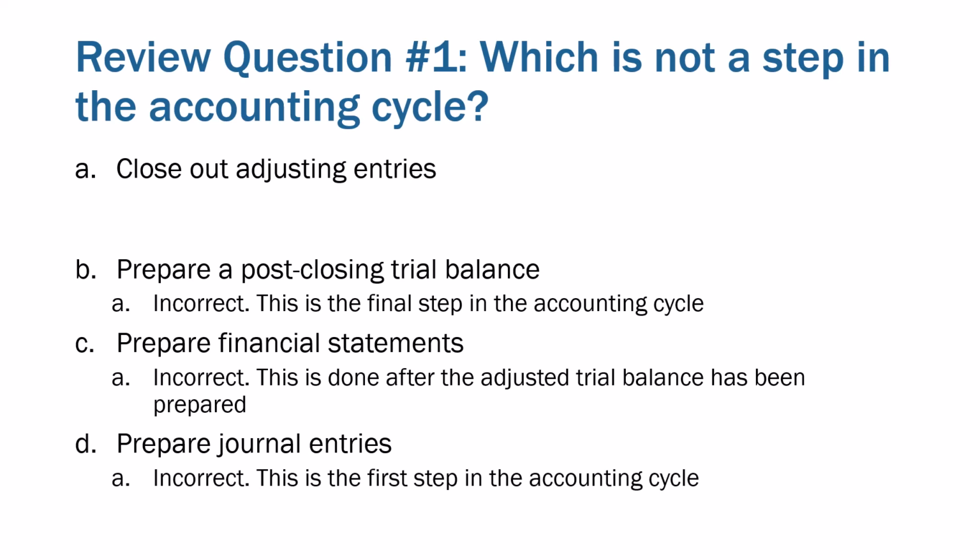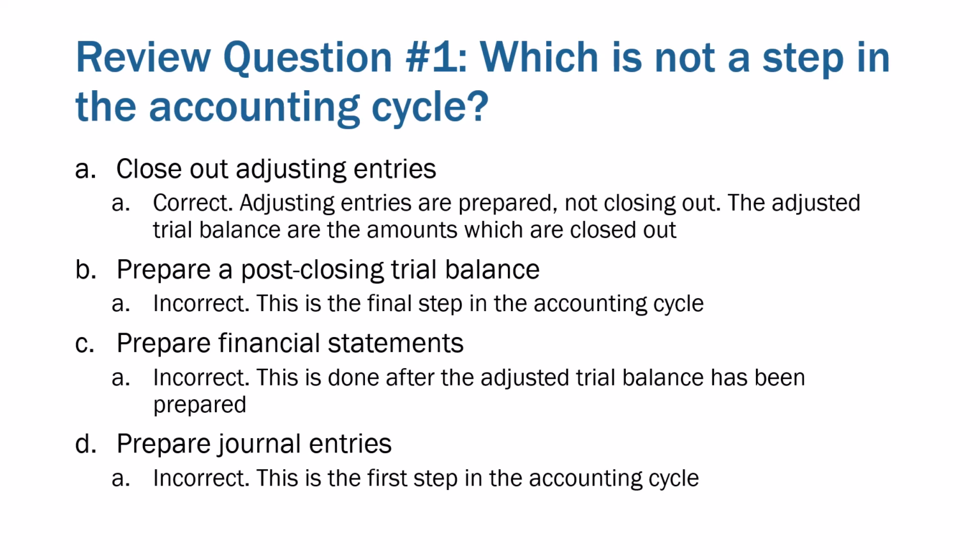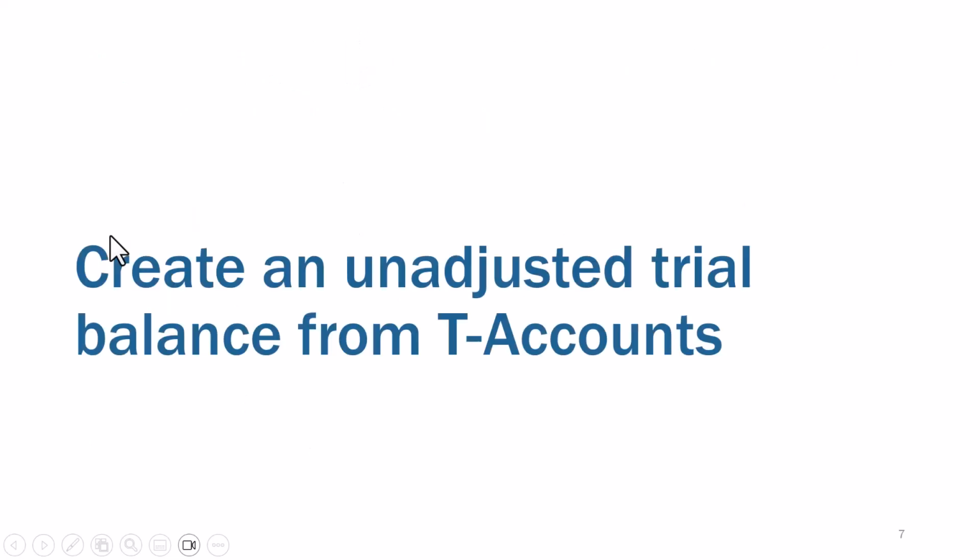Journal entries is the first step, and then the incorrect answer: we don't close out adjusting entries. They're prepared, they're not closed out. It's the adjusted trial balance amounts that are going to get closed out. Go ahead and onto the next section here.